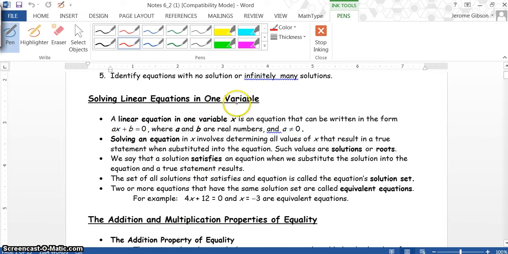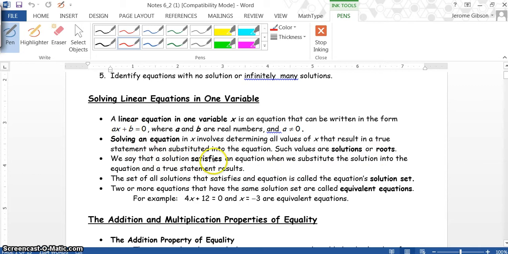Solving linear equations in one variable. A linear equation in one variable x is an equation that can be written in the form ax plus b equals 0, where a and b are real numbers and a is not equal to 0. Solving an equation in x involves determining all values of x that result in a true statement when substituted into the equation. Such values are solutions or roots.